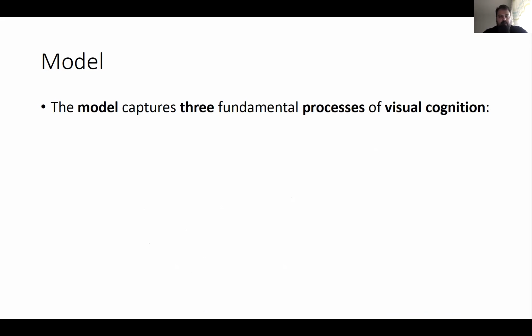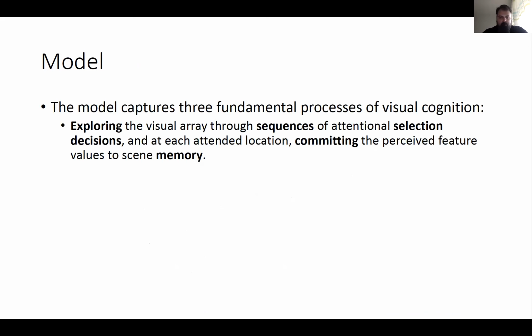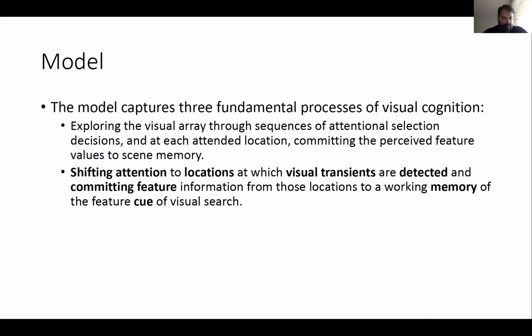And so we created a model that was able to fulfill the task, and for fulfilling this task we need to model 3 fundamental processes of visual cognition. One was to explore a visual array, meaning the preview condition. So in the absence of a task, it would explore the scene by creating a sequence of attentional selection decisions that are only biased by bottom-up input, and then committing the perceived feature values to scene memory.